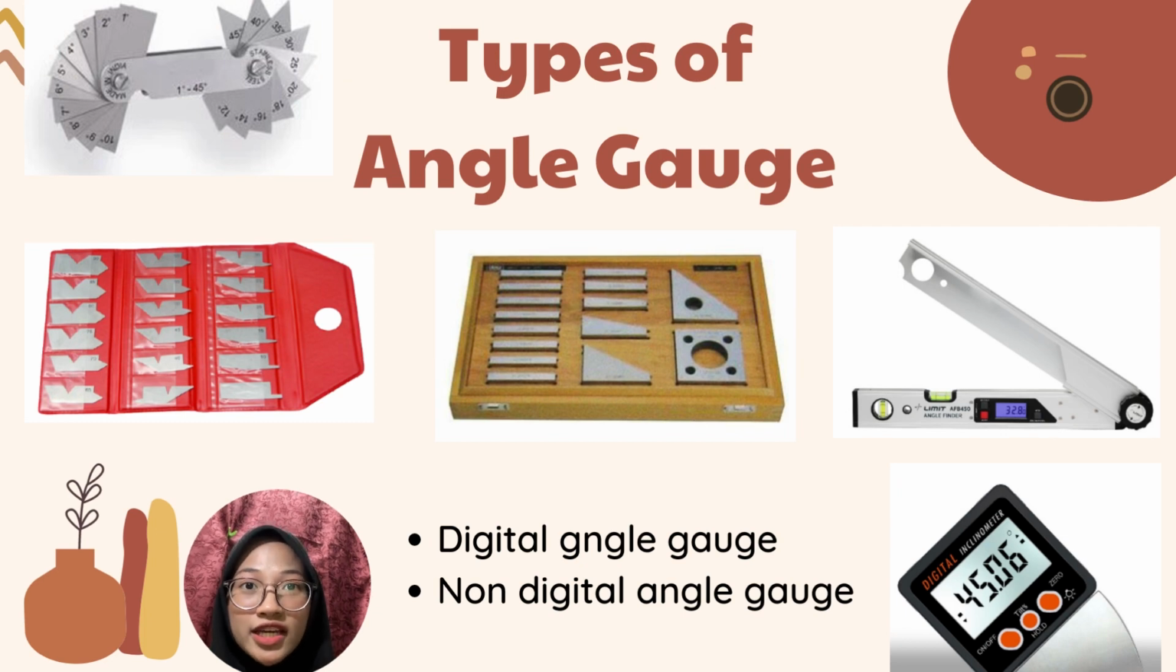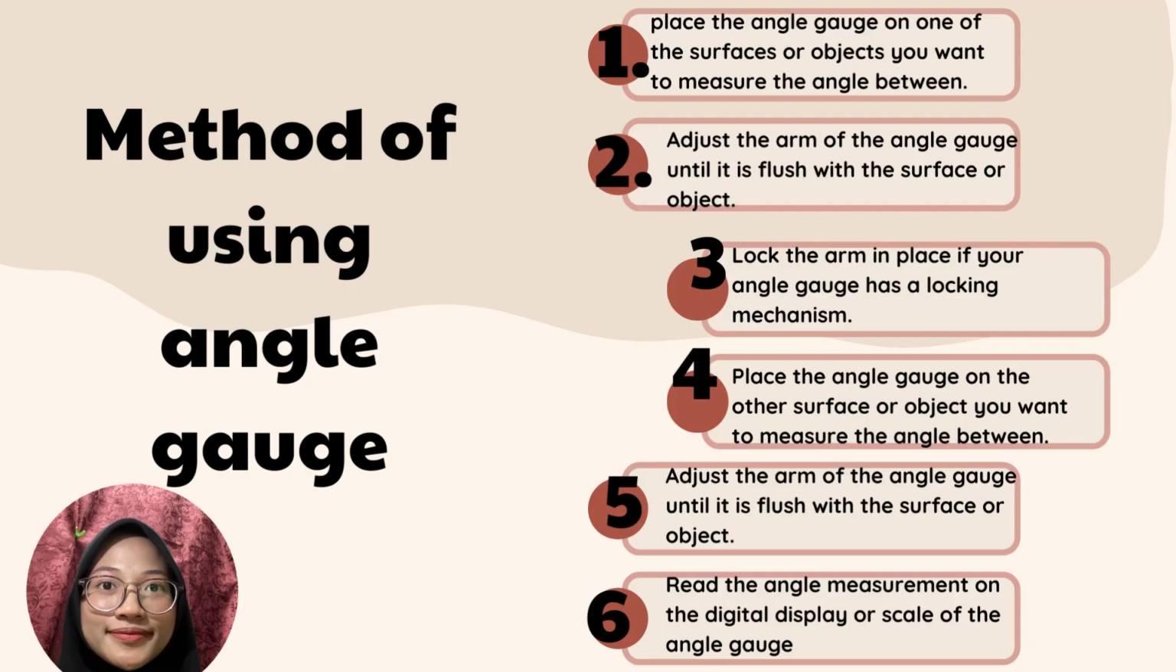Types of angle gauge. There are several types of angle gauge that are used nowadays. There are different types of angle gauge that you can choose from depending on your specific needs. Some of the most common types include the angle gauge block set and the digital angle gauge. Angle gauges are typically used to measure angles between 0 and 180 degrees, while digital angle gauges provide a precise readout of angles up to 360 degrees.